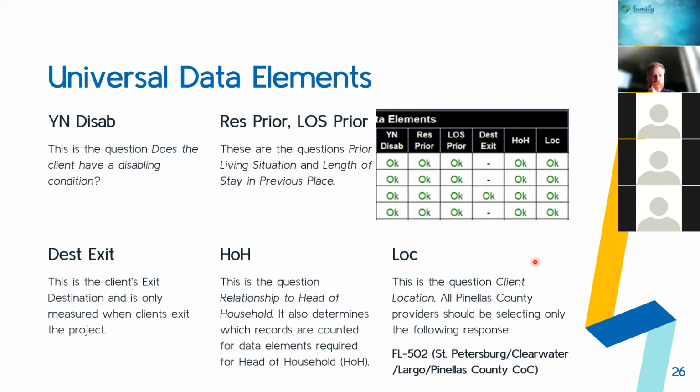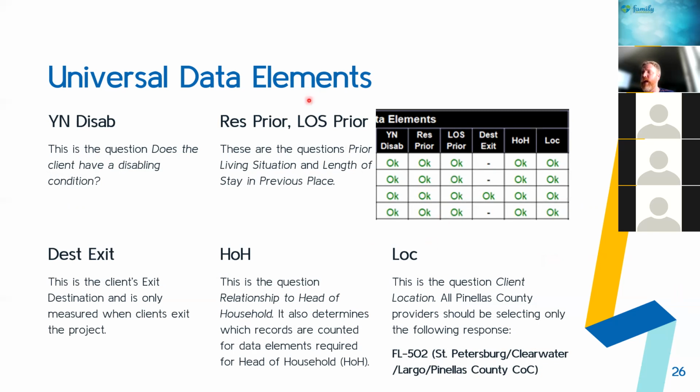Moving on with the universal data elements. So we have the YN disab option. The column headers are all abbreviated, so I put the explanation of what these are for the ones that are not obvious. This one is, does the client have a disabling condition? It's a yes or no question. That's all it's looking for, is a response, again, that's not left blank or data not collected.